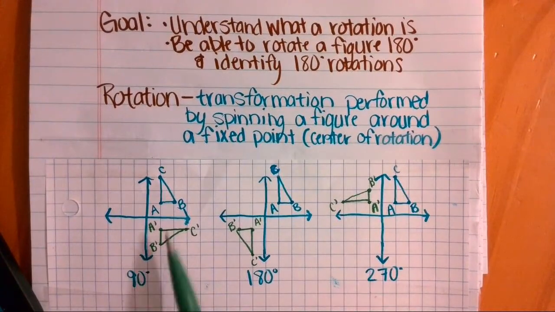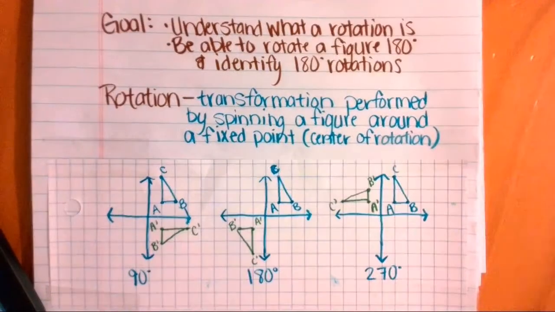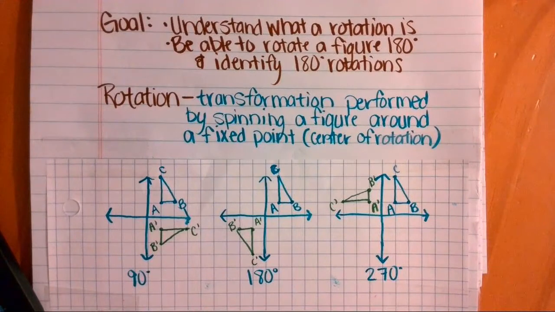Okay, so notice that with all three of these, the image and the pre-image are congruent, meaning that they are the same shape and the same size. This means that a rotation is a rigid transformation. So we're going to write that down.